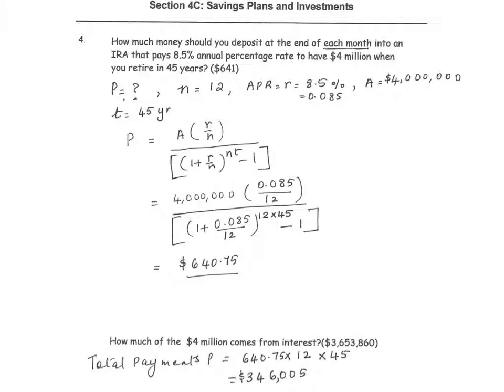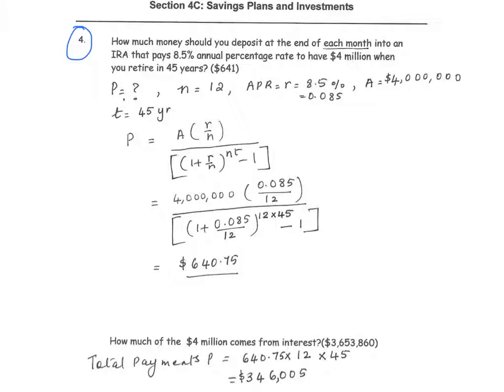So we have one more problem of the type that we've done in the previous video. How much money should you deposit at the end of each month? So that immediately tells us that it is a type of account where we are putting in payments every month. So it's a periodic payment.